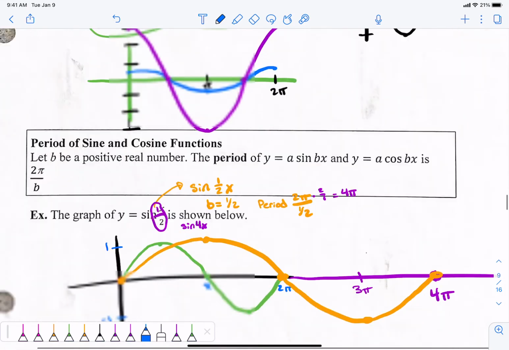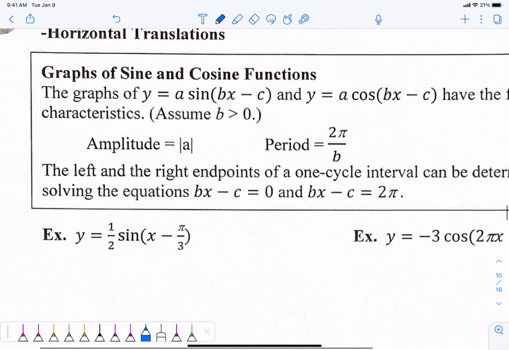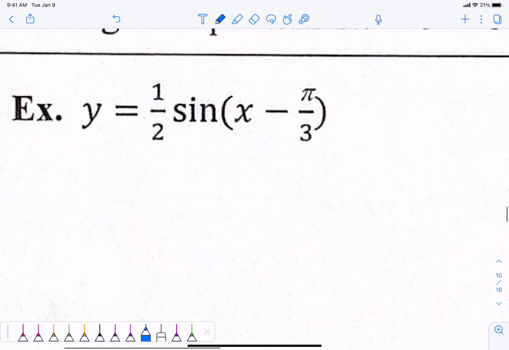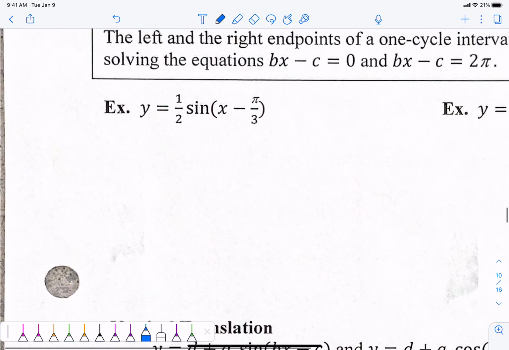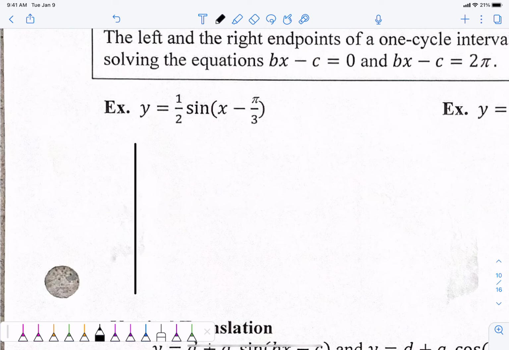All right, let's go to the back side. Negative C over B, keep that in mind. Here we have this stuff. So for the example, they want us to graph this function. Let me do it in black. There we go, look at how beautiful.